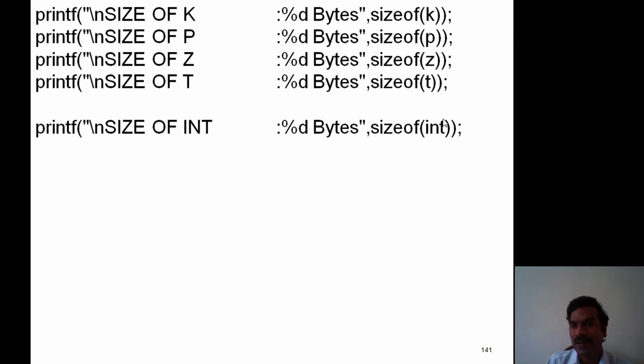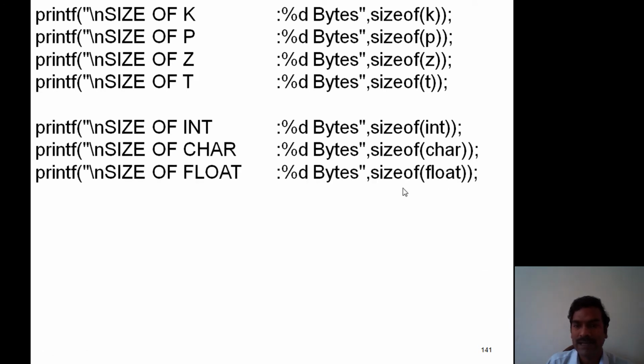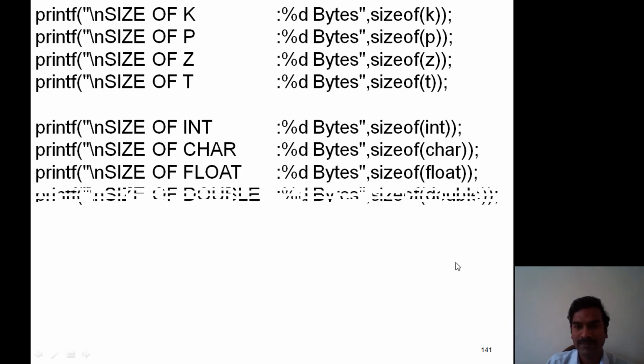Then the operand is a data type. Then sizeof int, sizeof char, sizeof float, sizeof double. Sizeof int, how many bytes? 2 bytes. Sizeof char, 1 byte. Sizeof float, 4 bytes. Sizeof double, 8 bytes.